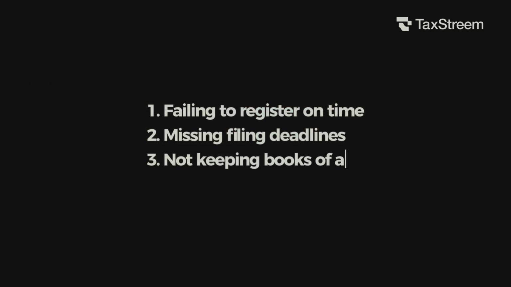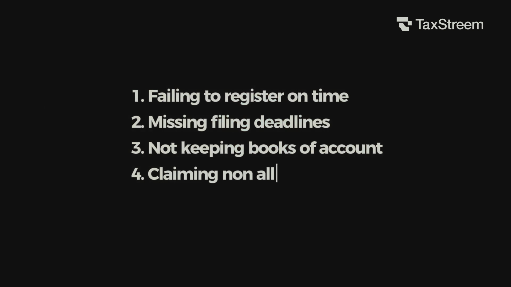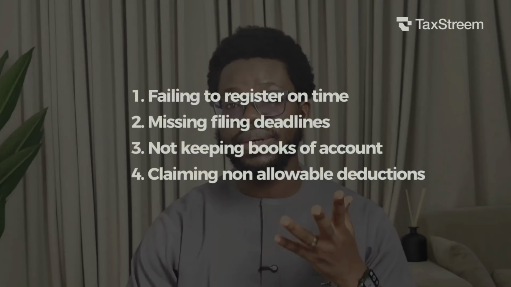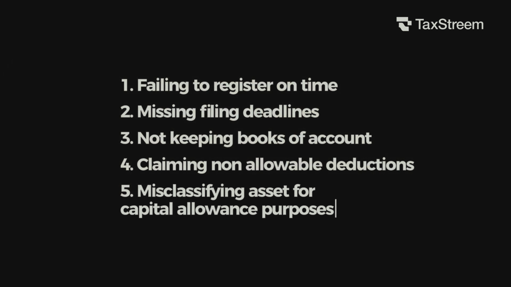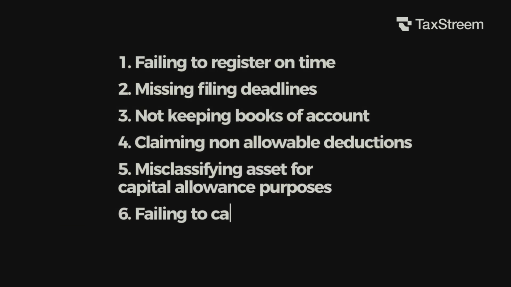Third, not keeping books of account or preparing financial statements for tax filing. Fourth, claiming non-allowable deductions, particularly personal expenses, mostly because such companies do not separate their business account from their personal account, and they now try to claim personal expenses from business, which is not allowable. Fifth, misclassifying assets for capital allowance purposes, which again leads to incorrect deduction claims. Sixth, failing to carry losses forward properly and losing the loss relief that the company would have been entitled to.